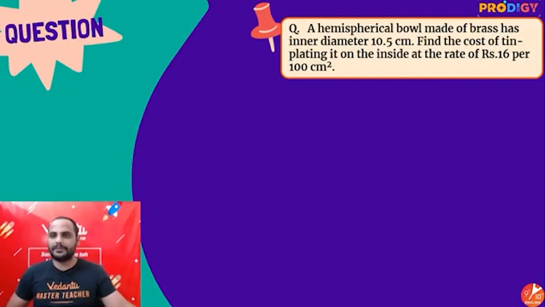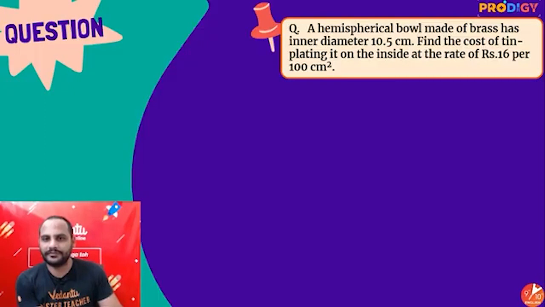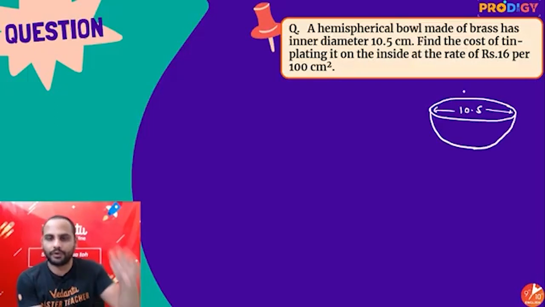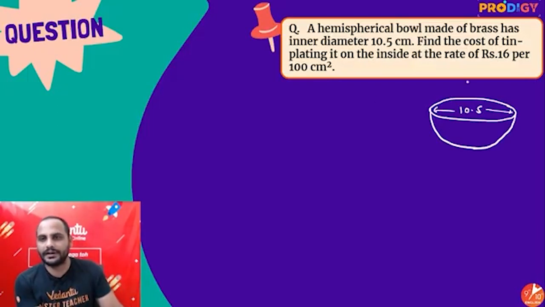Next question. A hemispherical bowl made of brass has inner diameter of 10.5 centimeter. Find the cost of tin plating it on the inside at the rate of rupees 16 per 100 centimeter square. So this is a hemispherical bowl and its inner diameter is given to you as 10.5 centimeter. You have to do tin plating coating on this. The cost is rupees 16 per 100 centimeter square. So let's see how much surface area will need to be coated.